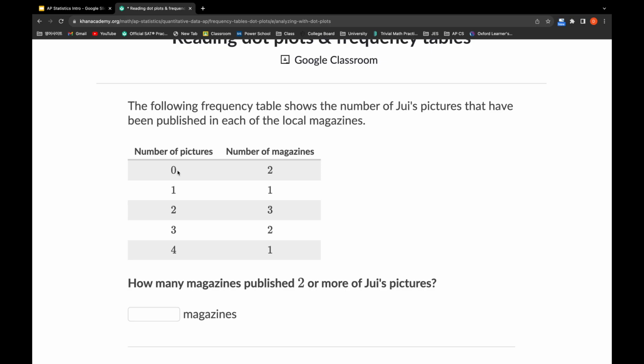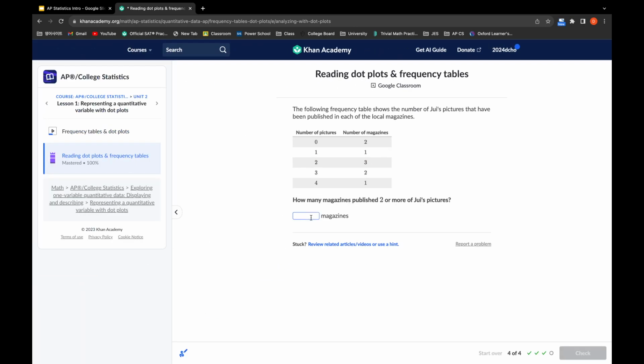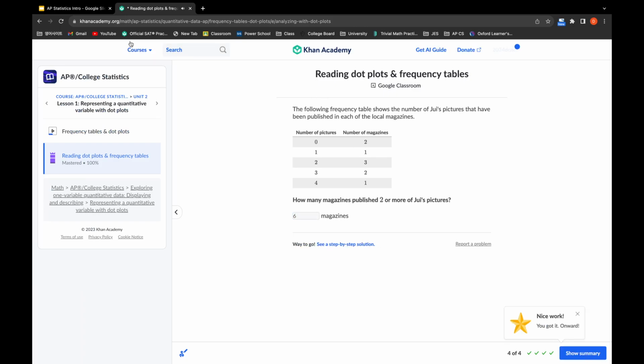It says, how many magazines published two or more choice pictures? Well, if it's two or more, we should consider the part that has two, three, or four pictures. And if we add these numbers, 3, 2, 1, it is going to be 6. Yay.